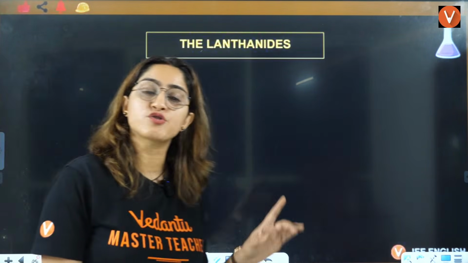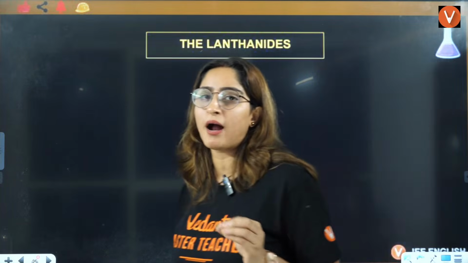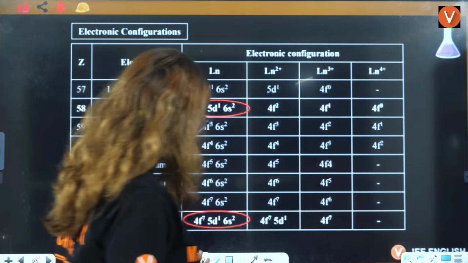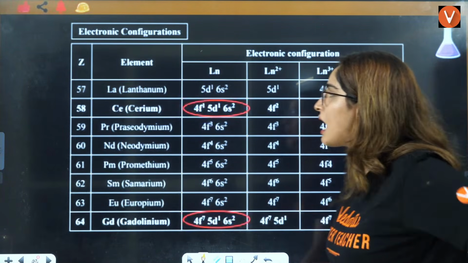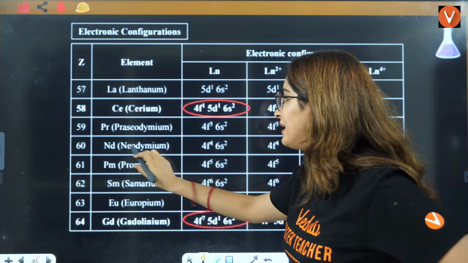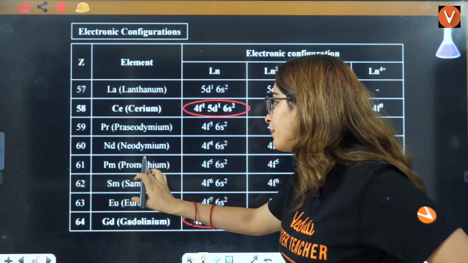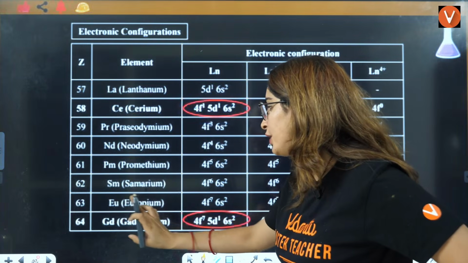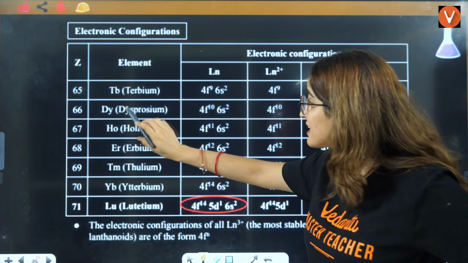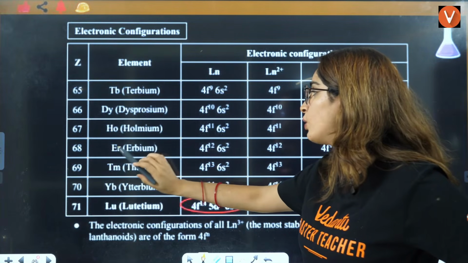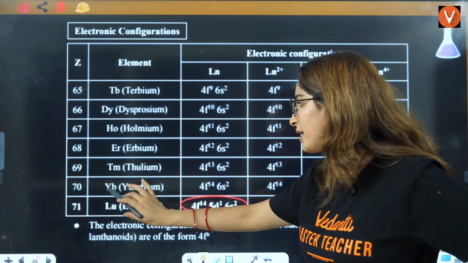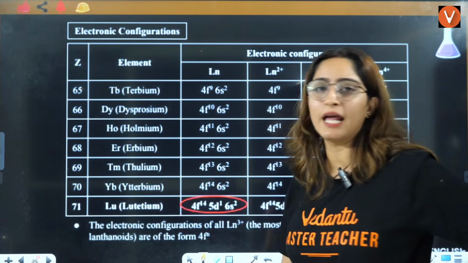Students, the major important part is the electronic configuration of the lanthanoids. This table should be on your tips. La is lanthanum, Ce cerium, Pr praseodymium, Nd neodymium, Pm promethium, Sm samarium, Eu europium, Gd gadolinium. Then you have Tb terbium, Dy dysprosium, Ho holmium, Er erbium, not that important, Tm thulium, also not important, Yb ytterbium, very important, and Lu lutetium, very important.